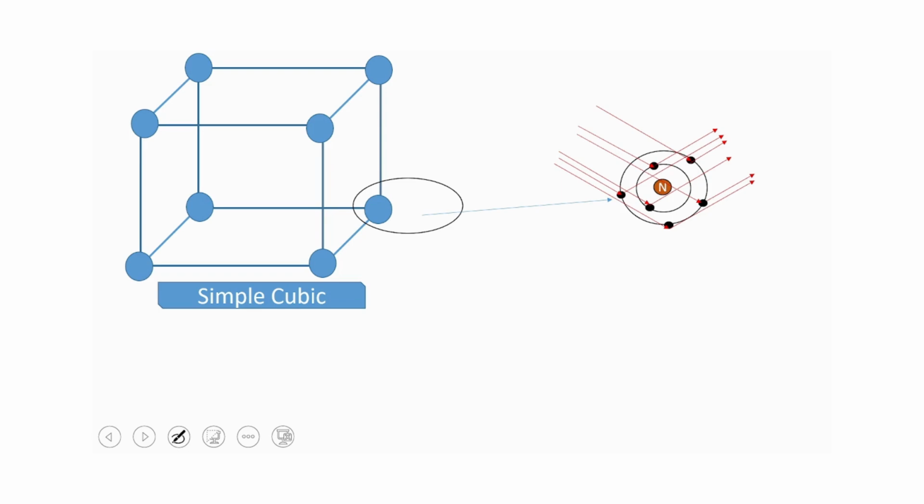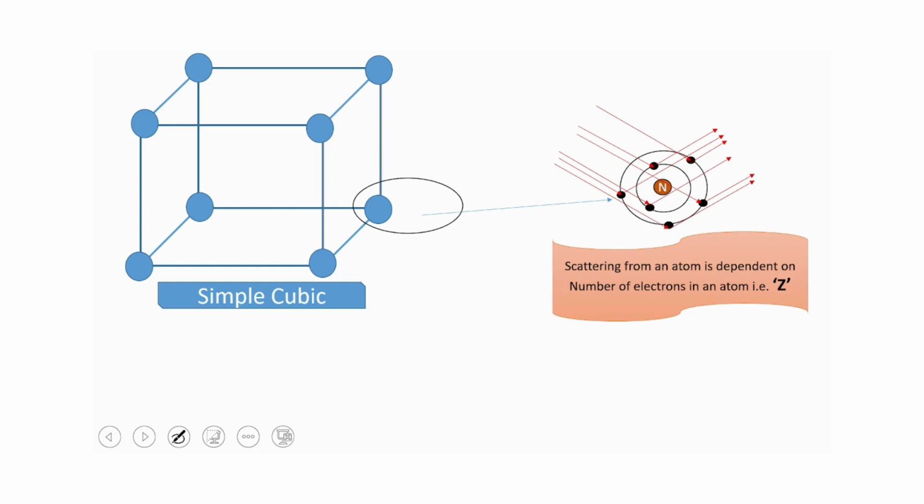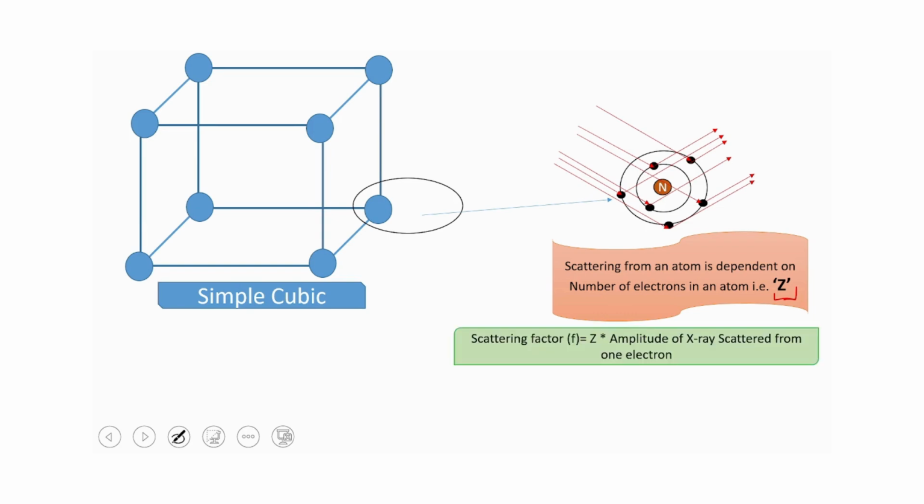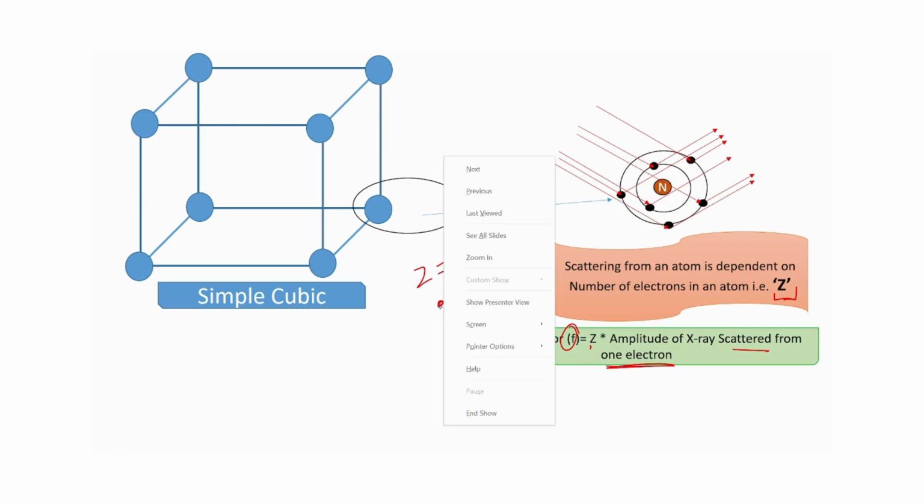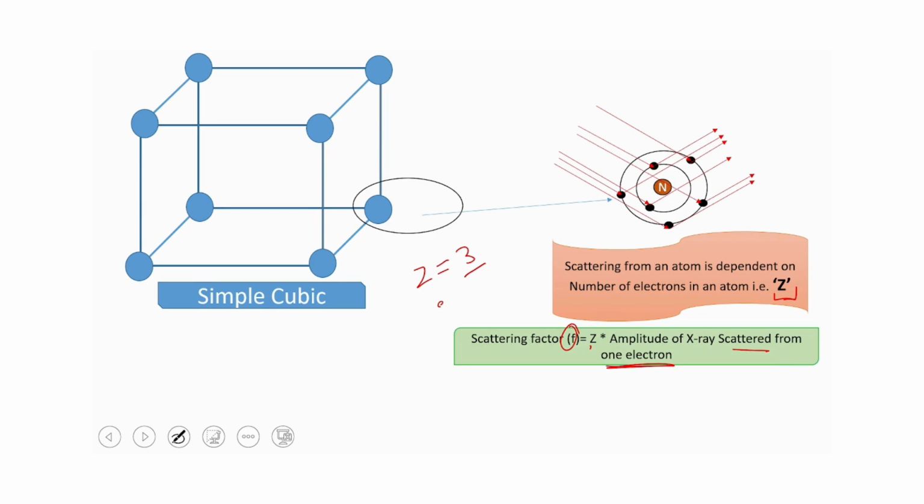So we can judge from here that the total scattering from an atom depends on the total number of electrons in it. In other words, it depends upon the atomic number, which we denote by Z. At first glance, it may look like we can simply write the scattering factor, which we denote by F, as Z multiplied by the light scattered from one electron. Say we are having 3 electrons. If Z is 3, so if we calculate the light scattered from one electron and multiply it with 3, we can get the scattering factor. But this is not correct.